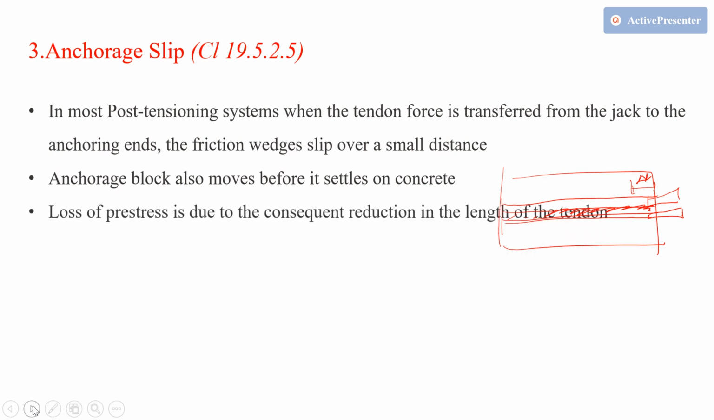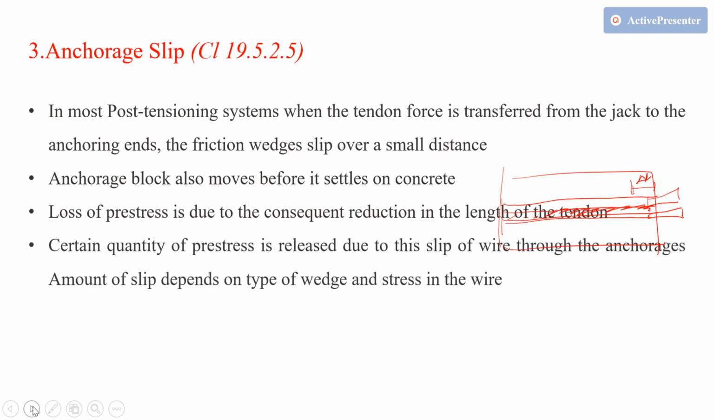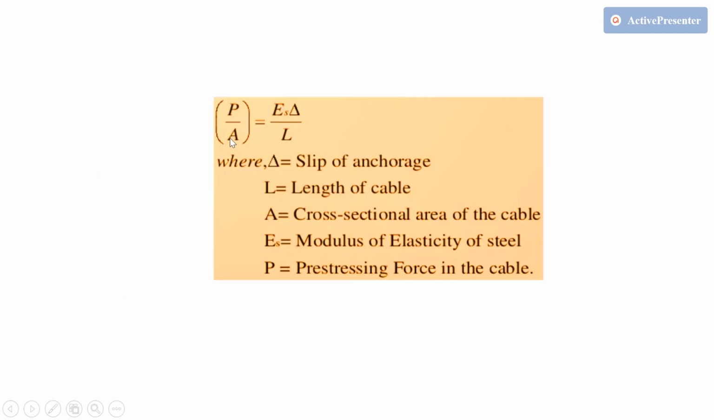The loss of pre-stress due to the consequent reduction in length of this tendon will occur due to this anchorage slip, and a certain quantity of pre-stress is released due to the slip of the wire through the anchorages. The amount of slip depends on the type of wedge and stresses in the wire. So the loss of pre-stress due to the slip can be calculated as follows: if delta L is the slip that has occurred, then the loss in pre-stress, P by A, is equal to delta L by L into Es, where delta L is the slip of the anchorage and L is the length of the cable.